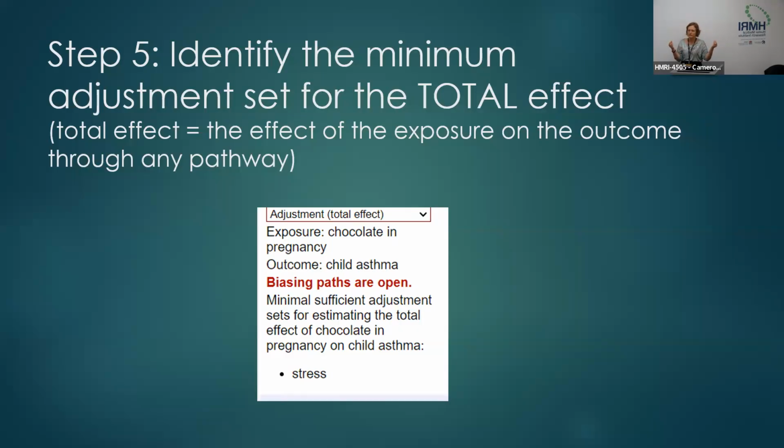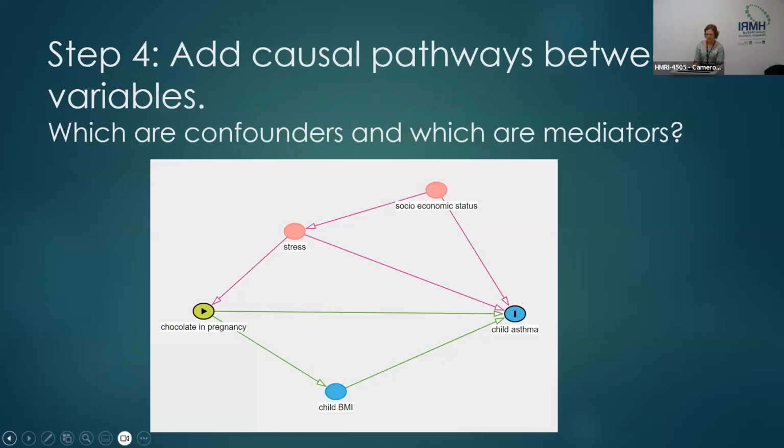Is that public health, whatever word is relevant to us? Or do we want to know the big picture? And usually, more often than not, I think people actually want to know this one, the total effect, and they don't realize that they haven't actually done it. So I'll just show you, because you can see here, it says at the bottom, stress. But in our picture, we found two confounders, remember? So why is that only saying stress?